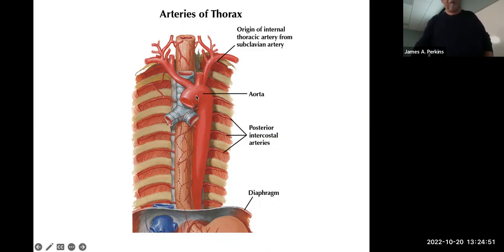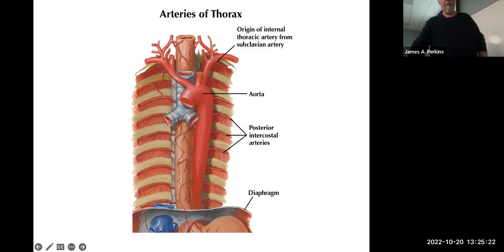But I just want you to focus on these intercostal arteries that are branching off of the aorta. So this is where the intercostal arteries are coming from that are supplying blood to those intercostal muscles in the intercostal spaces. So all along the thorax, you have these what are called posterior intercostal arteries branching directly off the aorta.